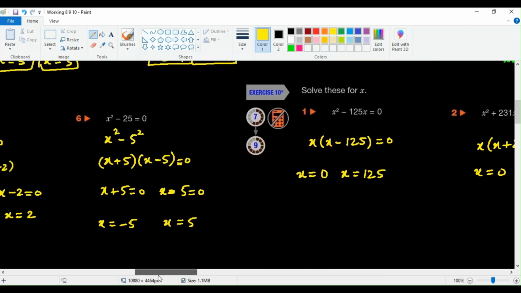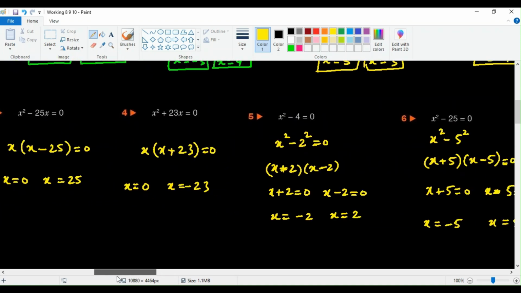Now comes exercise. Now there is no exercise. Exercise 9 and 10 is done.